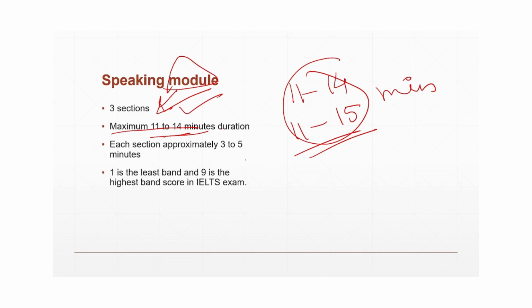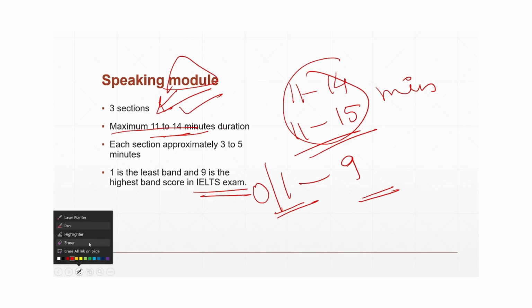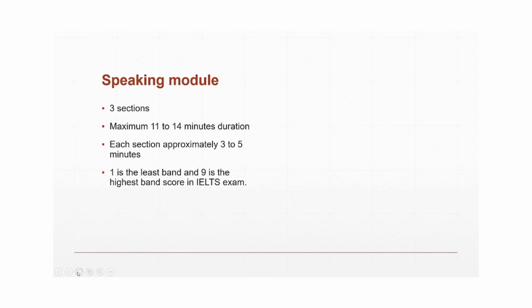Let's see what the band score is and how it is scored. First, 1 is the least. You can also say 0 in some cases, but usually no one gets 0. But yes, the least would be a 1 band score, whereas the highest band score would be 9 bands in the IELTS test for any student who is appearing. Let's move ahead and see what is next.